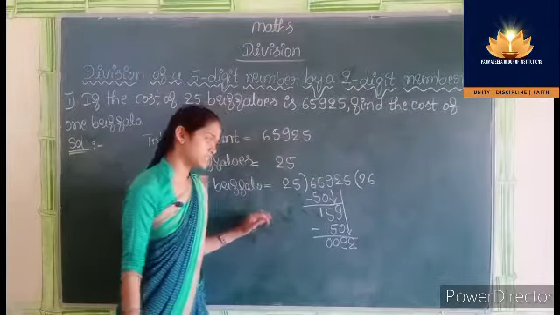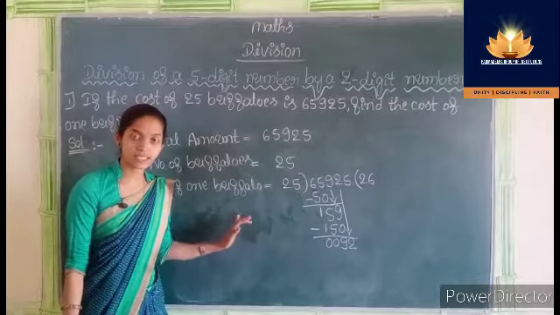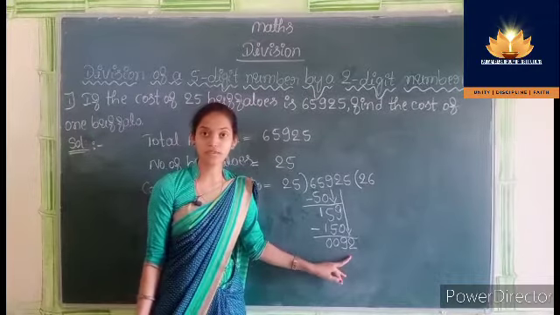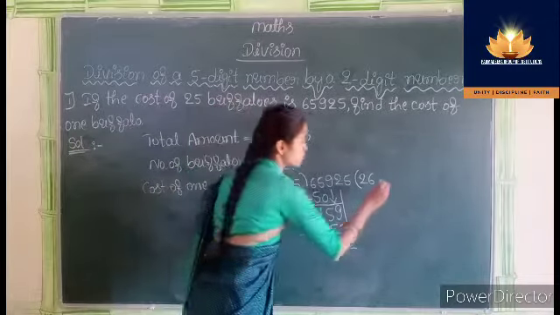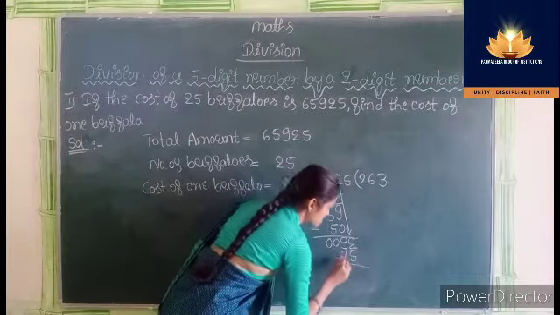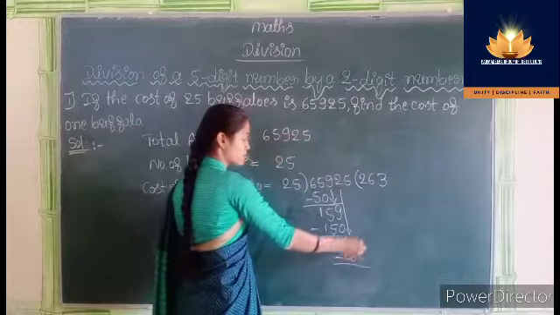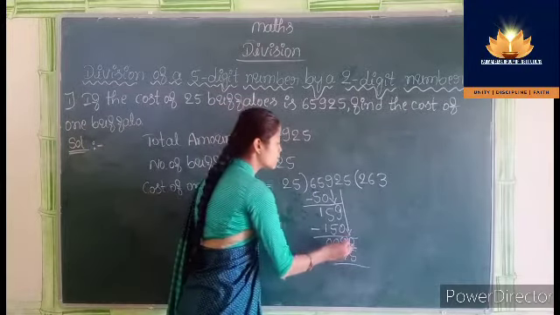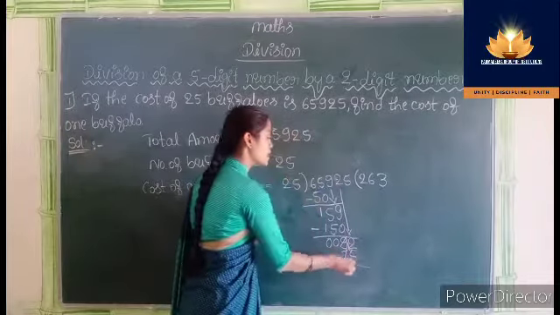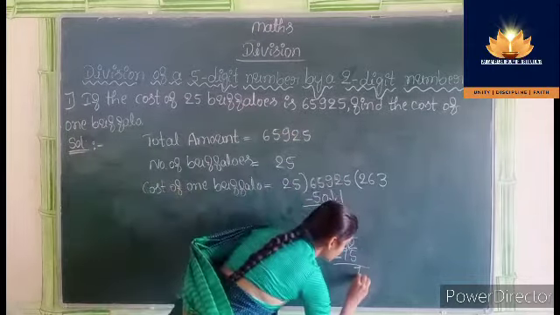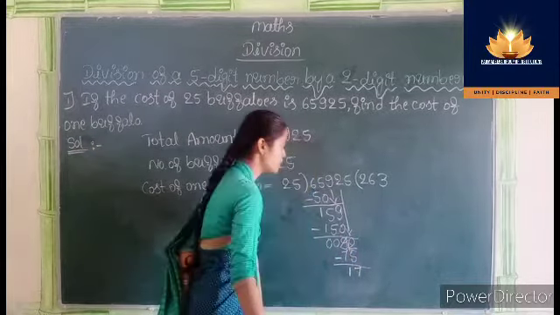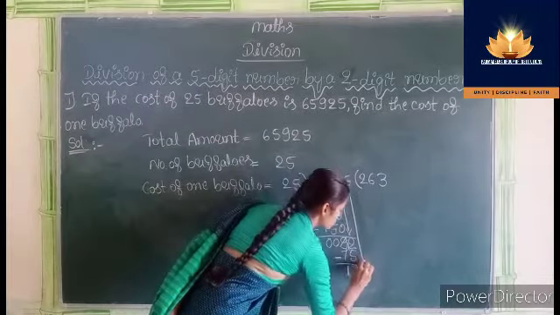25 threes are 75, 25 fours are 100. 100 is greater than this 92. That's why we have to consider 25 threes are 75. Subtract 75 from this 92. We cannot subtract 5 from this 2. That's why we have to borrow 1 from this 9 tens. Then here we have 12 ones. 12 minus 5, that is 7. Here we have left 8. 8 minus 7, that is 1. Then bring down this 5.